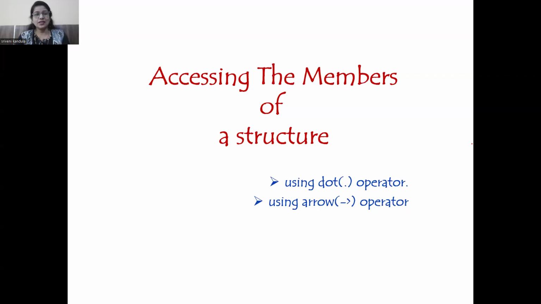Welcome back, everyone. In this lecture, we'll see how to access the members of a structure. The members of a structure can be accessed in two ways. The first way is using the dot operator, and the second way is using the arrow operator. They have different usages. Let's get into the details.